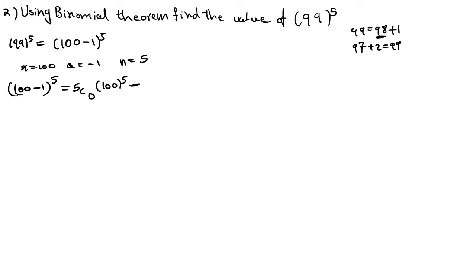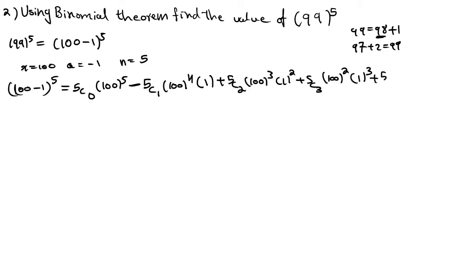5. Next minus, right? Why? In the middle minus is there. Wherever suffix even is there, put plus sign. Suffix odd means put minus sign. So 5C1 into 100 to the power 4 into 1. Next plus 5C2 into 100 to the power 3 into 1 square, plus 5C3 into 100 to the power 2 into 1 cube, plus 5C4 into 100 into 1 to the power 4, plus 5C5 into 100 to the power 0, right, into 1 to the power 5.